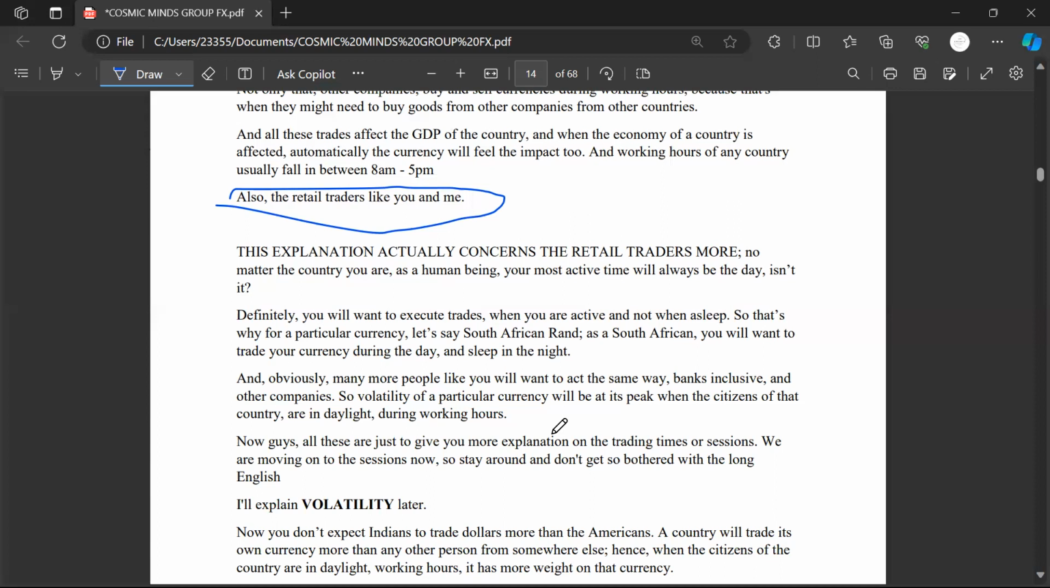So that's what it means. So in the morning that particular currency will be traded more. Don't worry, we will have a look at that. We have a proper arrangement for that. We look at the sessions. I'm just giving you an idea of what is ahead of us.